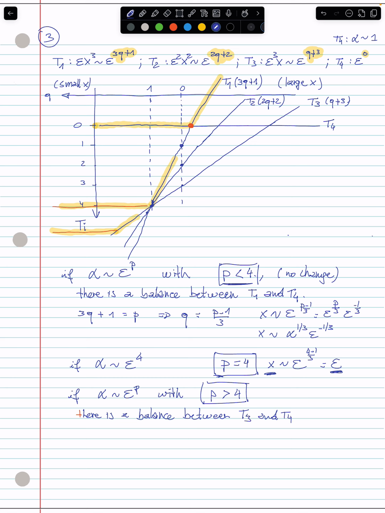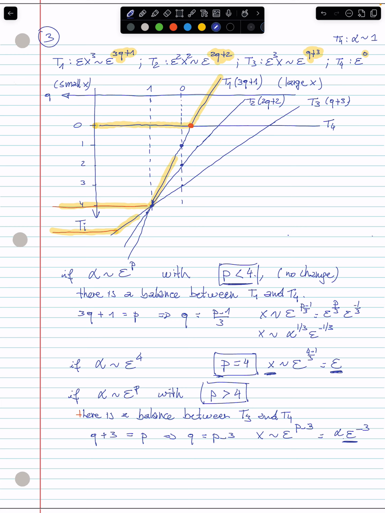All right. And so T3 is q plus 3, and alpha is p. So it means that q is equal to p minus 3. And so the order of magnitude of x is epsilon to the power p minus 3, meaning epsilon to the power p, which is alpha, times epsilon to the power minus 3. Okay, and here we are. That's what we were asked in this second question, right?